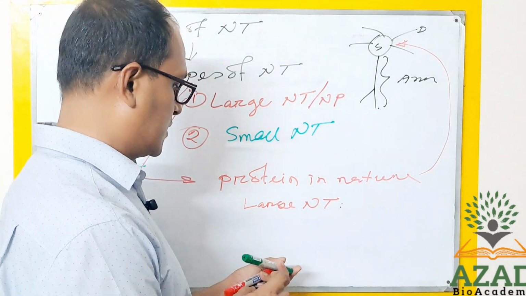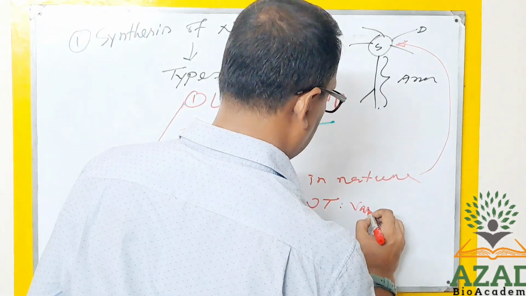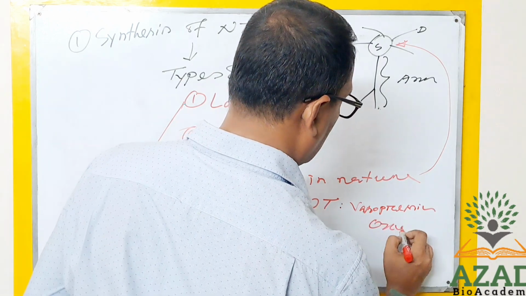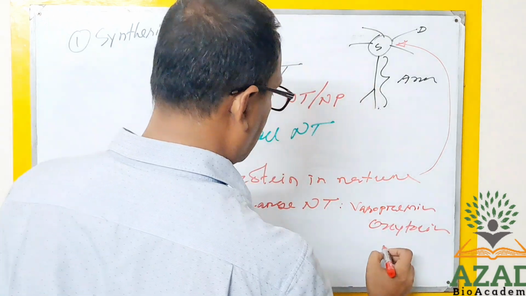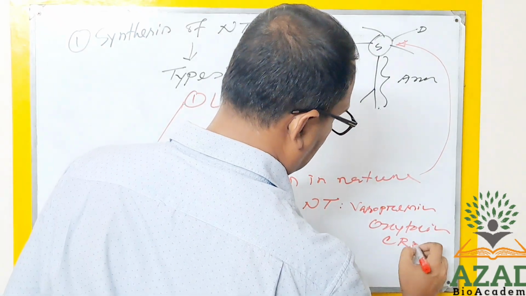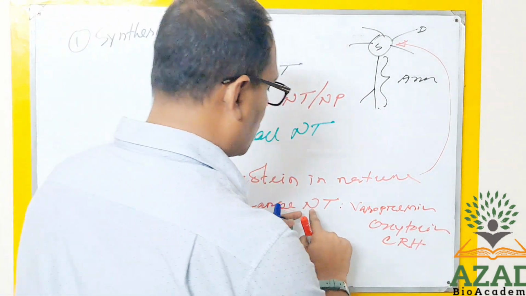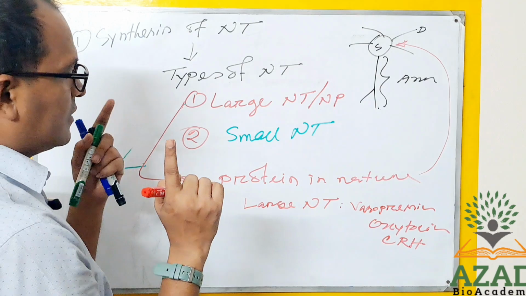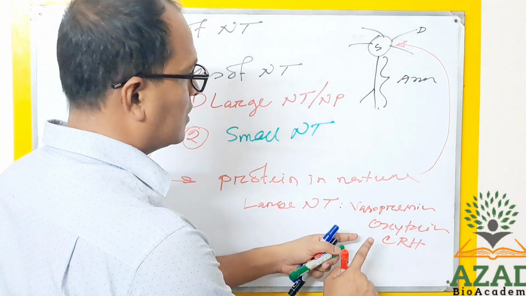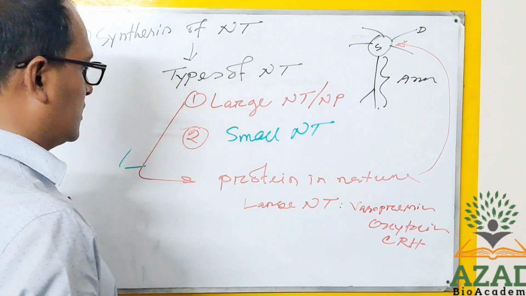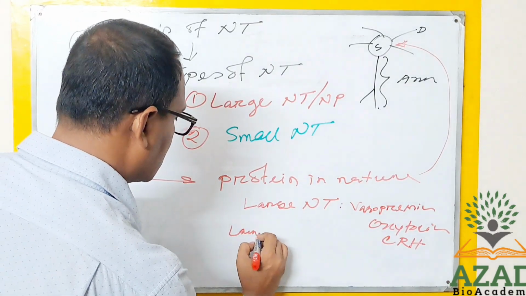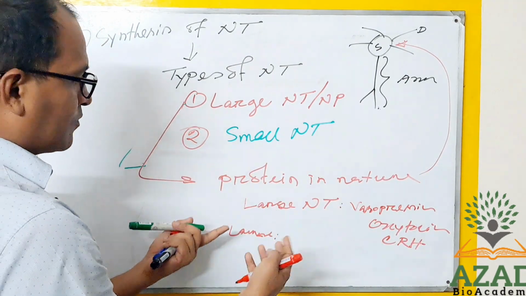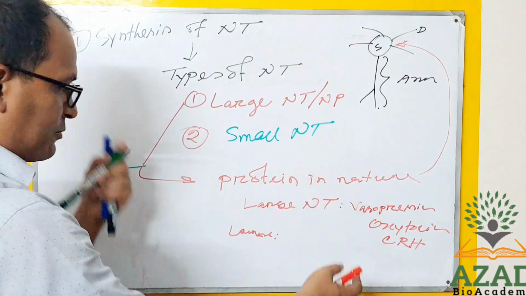So the example you can think like vasopressin. You can think about oxytocin. You can think corticotropin releasing hormone. These are the neurotransmitter, which are basically protein in nature, and of course those are synthesized within the soma. Okay, and some large, of course large as is the peptide or protein, so assembling form of amino acid, more number of amino acids, so large neuropeptides.